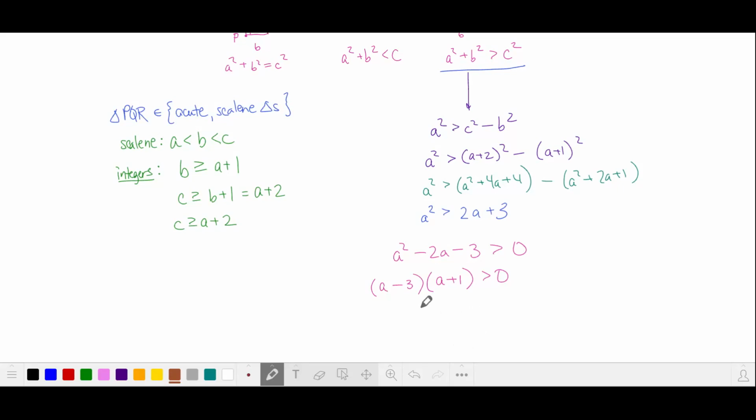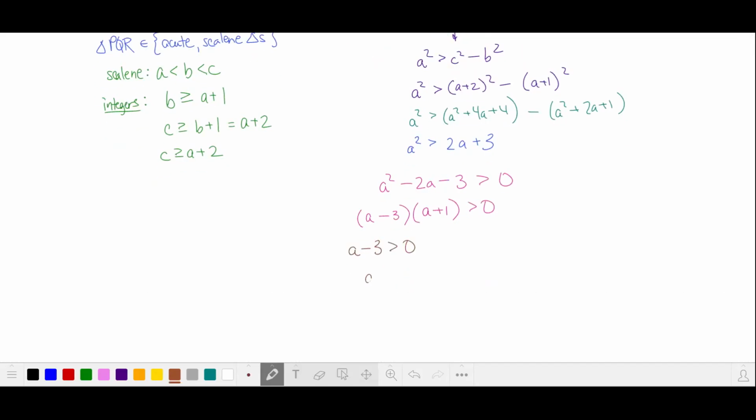Both of these factors need to be either positive or negative. Since these are side lengths, it makes sense to make them both positive. We'll get that when a minus 3 is greater than 0, and a is strictly greater than 3. So we'll choose our smallest possible side length, 4, and then we'll pick a couple of small side lengths for the other 2 sides, 5 and 6.